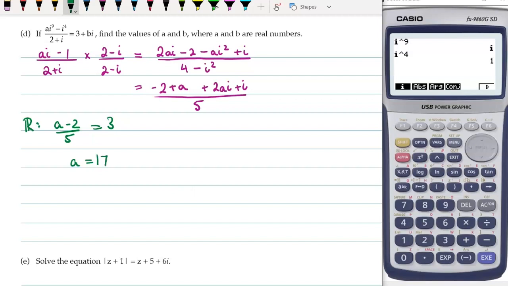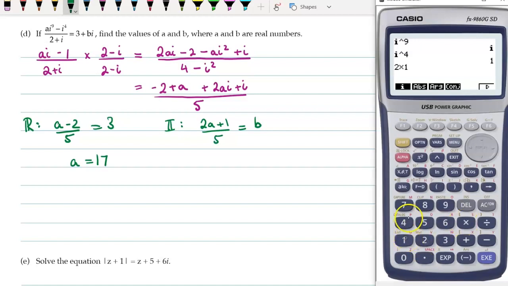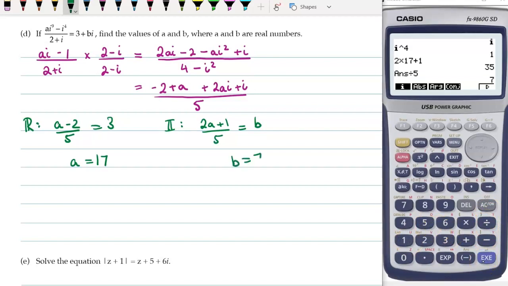And the imaginary parts, on the left-hand side of the original equation, we've got that's the imaginary part. So we have 2a plus 1 over 5, and the imaginary part on this is b. So the a we just worked out was 17, so 2 times 17 plus 1, and then divide it by 5. So b is 7.